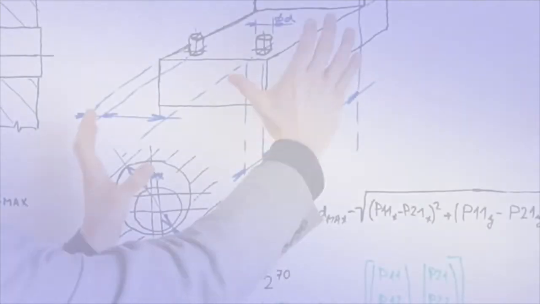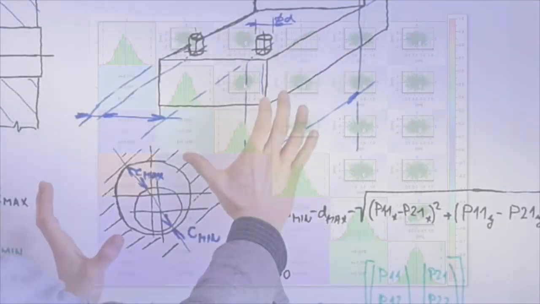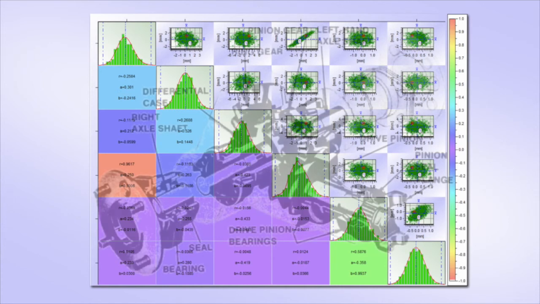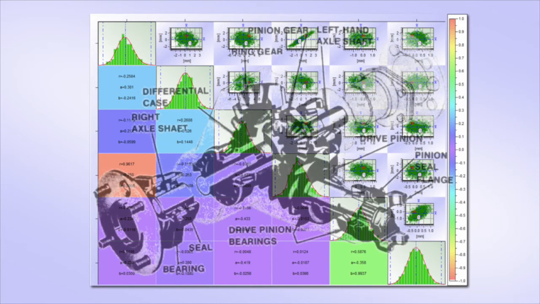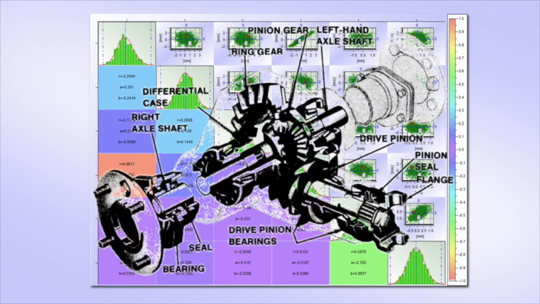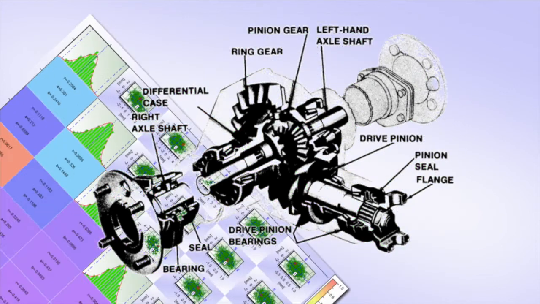Sometimes these dependencies cannot be described by a simple correlation matrix, because the correlation only accounts for linear dependencies. And this was exactly what happened during the manufacture of the differential components. Sometimes the reality is a little too much even for advanced tolerancing software.